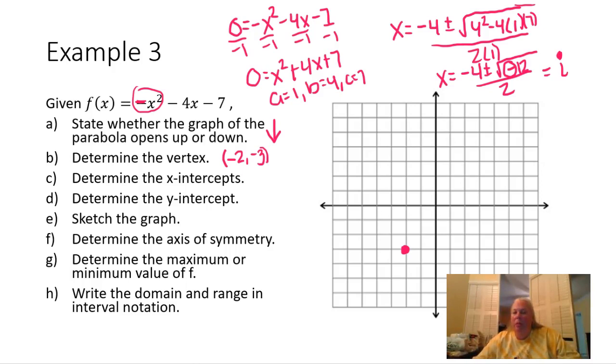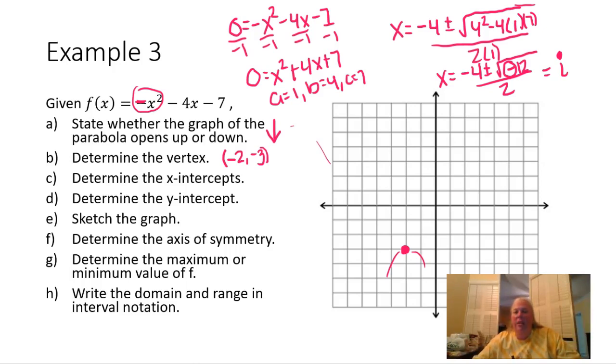Now really this shouldn't surprise us because we knew back here in part A that this parabola was going to open down, and then my vertex ended up being down here below the x-axis, which means it's going to be opening in this direction right here away from the x-axis. And what that tells me is, since it's opening down, it's never going to intersect my x-axis here.